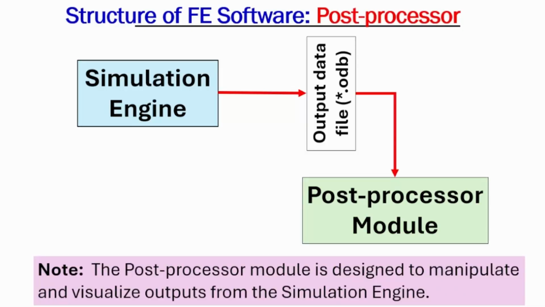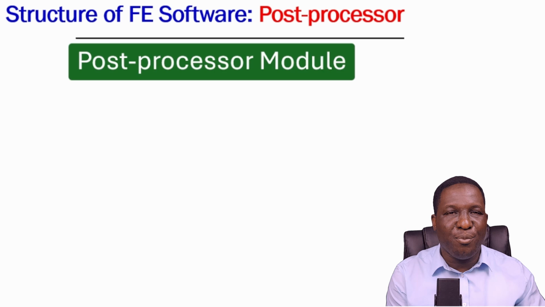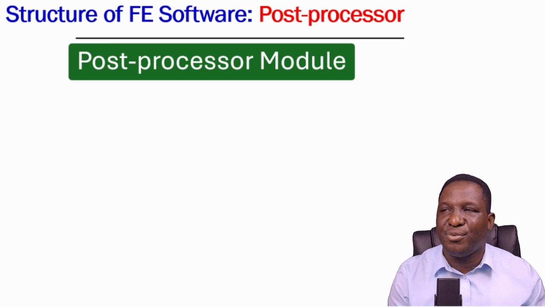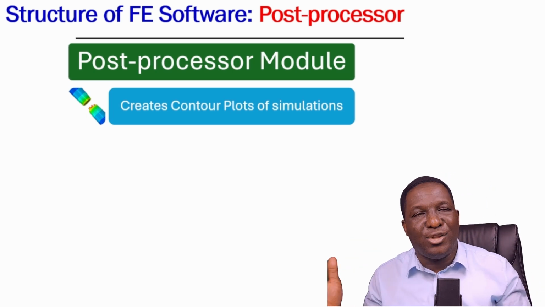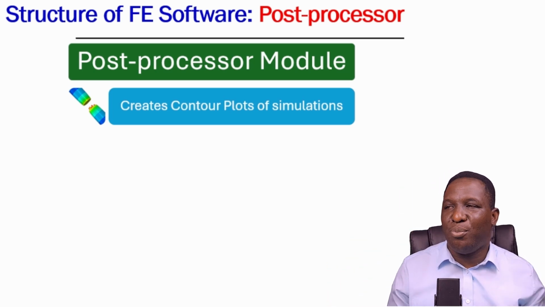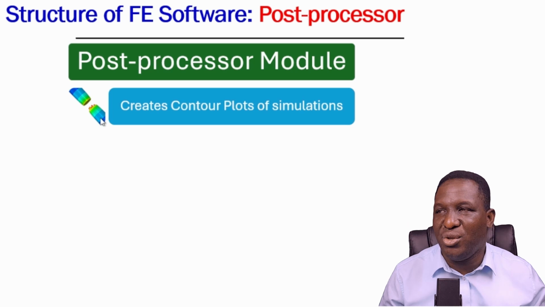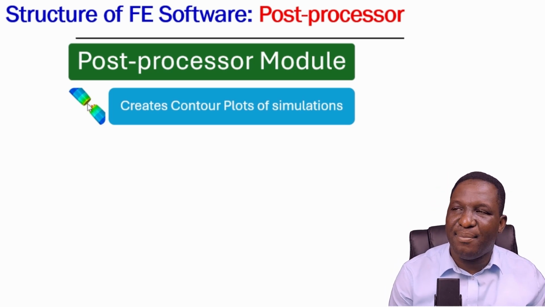And usually, like I said before, this module can also be part of the preprocessor, except that you need to call a unique environment to make this post-processing possible. So the point that is worth noting is that the post-processor module is designed to manipulate and visualize outputs from the simulation engine. And so let's look a little bit more at the possibilities of the post-processor module. The first thing it will normally do, which we know, is that it creates the contour plot of your simulation. So a contour plot, like shown in this case, showing you the damage of this tensile specimen about the midsection.